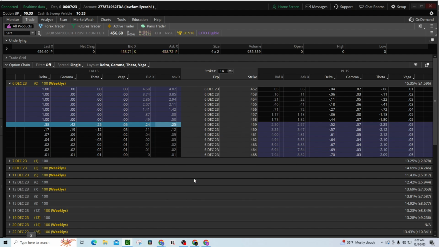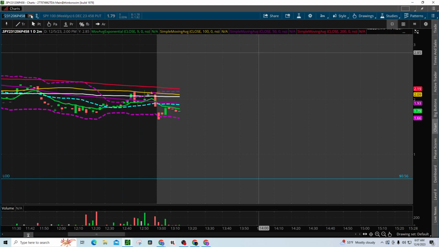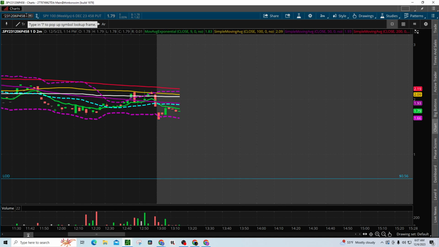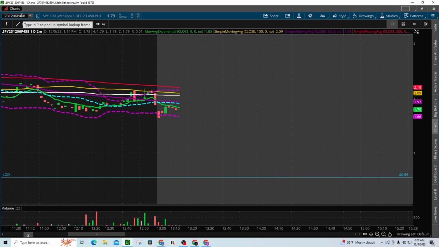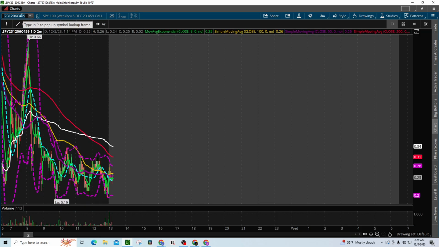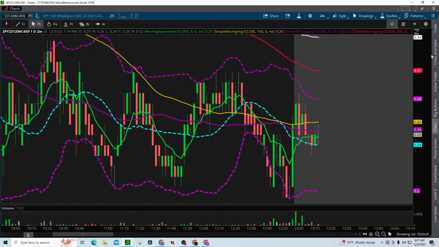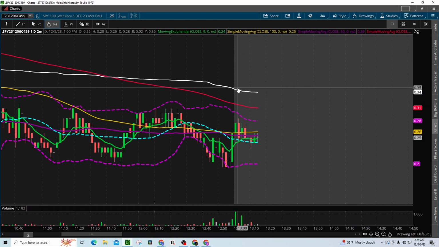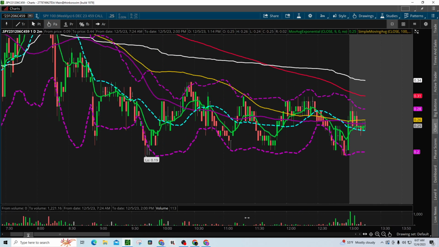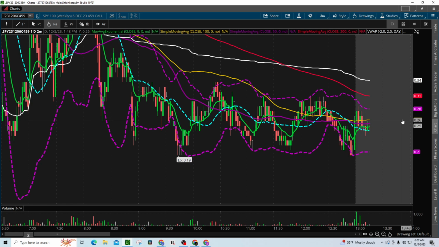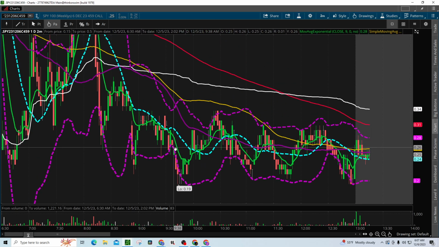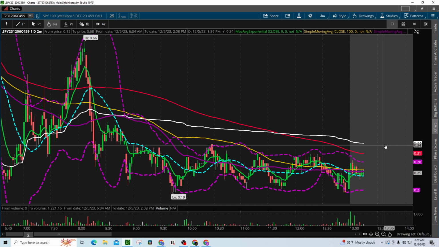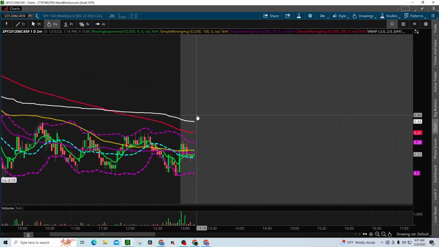Okay, so let's copy this. Let's go to option chain. Let's paste this in. And here's what this is going to look like. You can see this option price here. It's really, really choppy here. That's because these options are so cheap. You don't get much action on them. People are not trading these, but they will be trading them today because the price is perfect for trading.